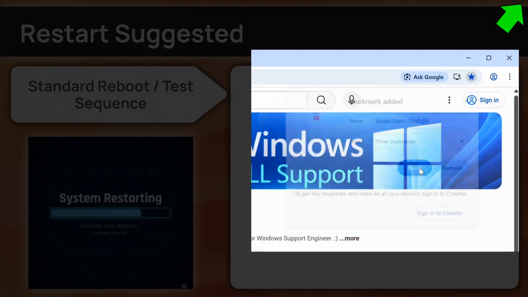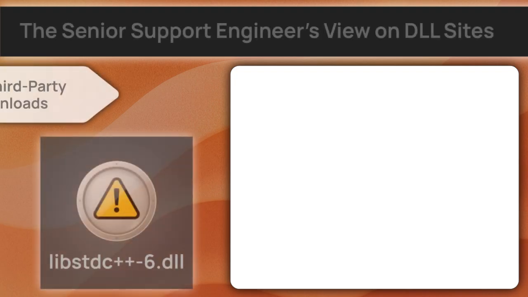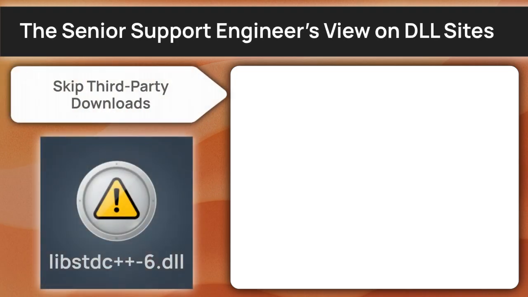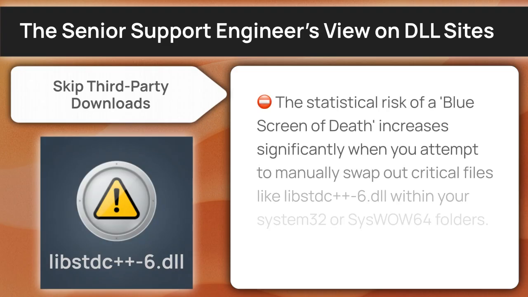Before you finalize your changes, I need to emphasize the importance of using trusted sources. Replacing the Libstdc++ 6 without a proper engineering protocol can lead to DLL hell, where multiple versions of the file conflict and paralyze your OS.